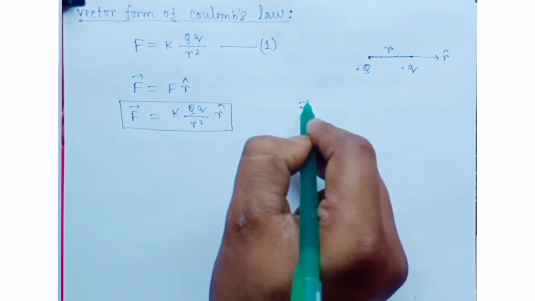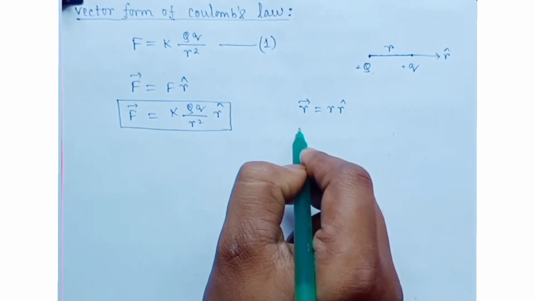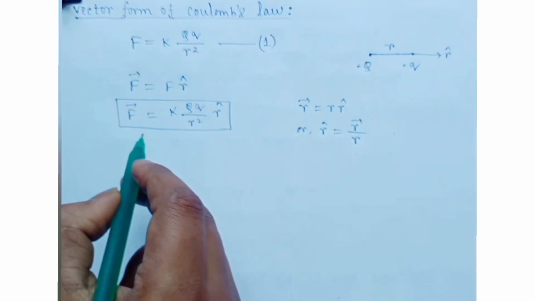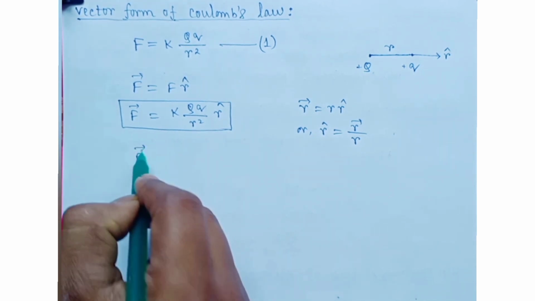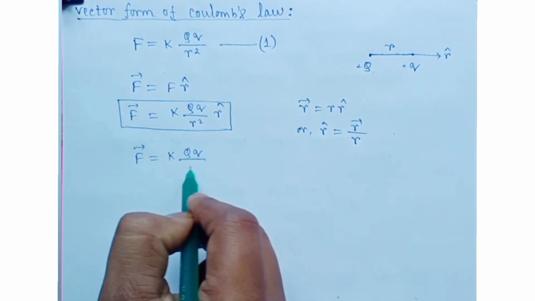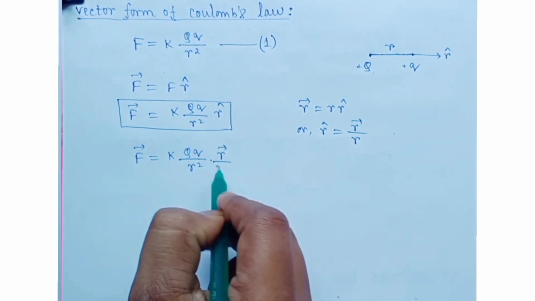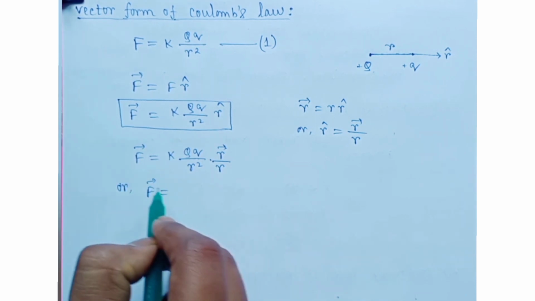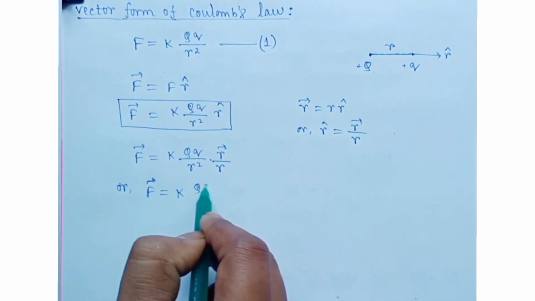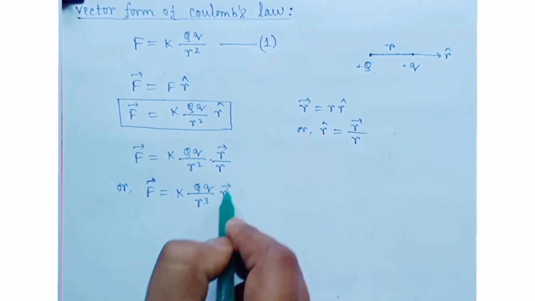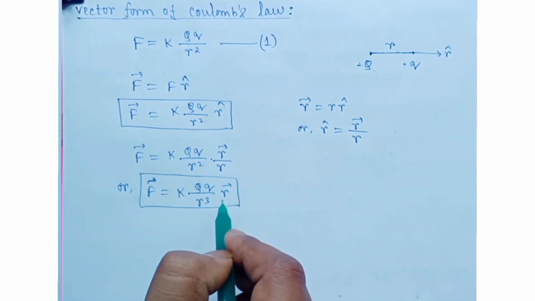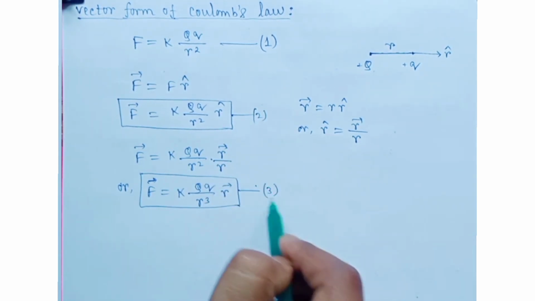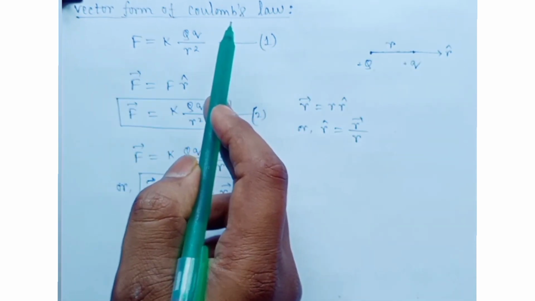Again, r vector can be written as r into r cap. So r cap can be written as r vector by magnitude of r. Then we can write this equation as F equals k into Qq by r square into r vector by r, or F vector is equal to k Qq by r cube into r vector. So this is another equation for the vector form of Coulomb's law. So equation 2 and equation 3 give the vector form of Coulomb's law of electrostatics.